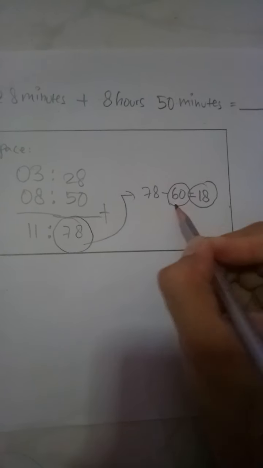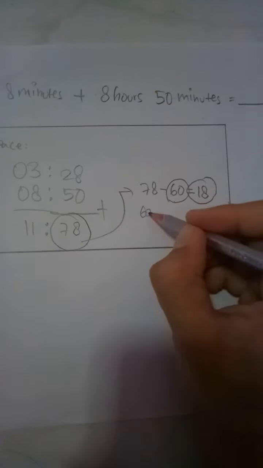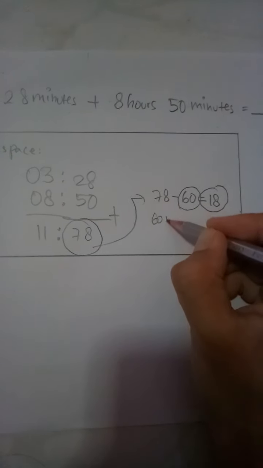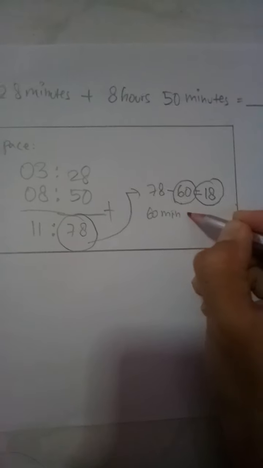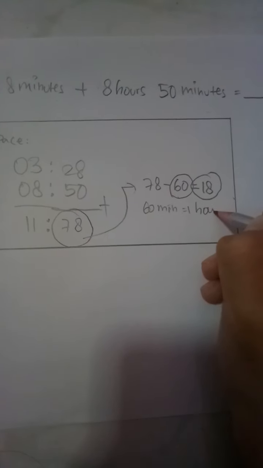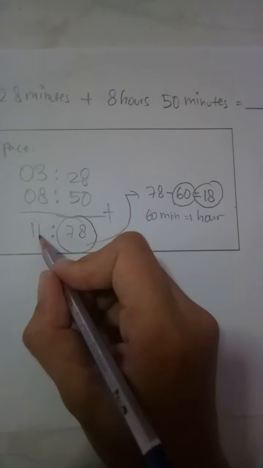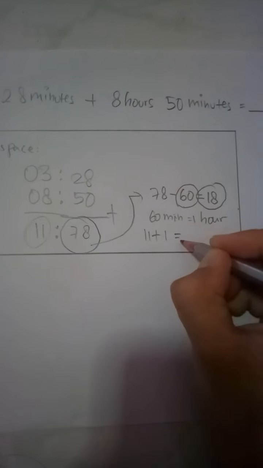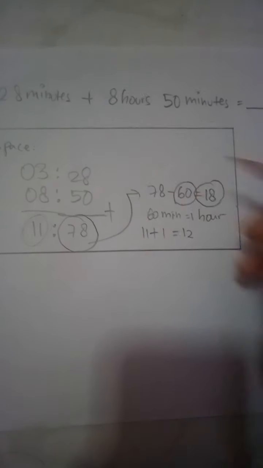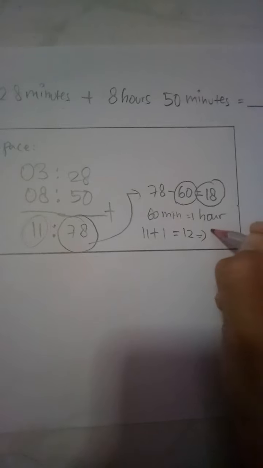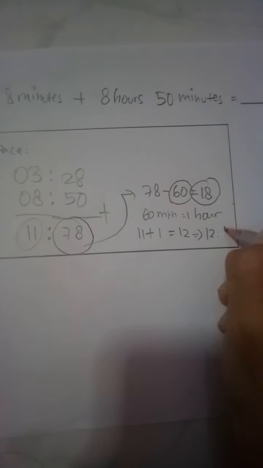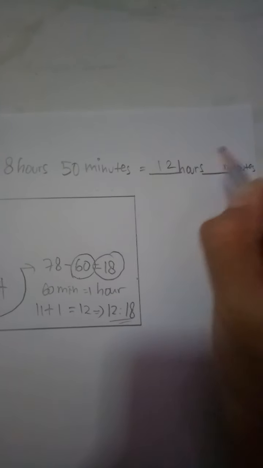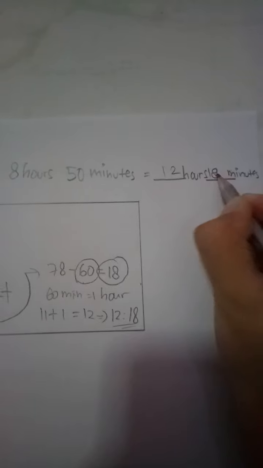For this one, you convert 60 minutes. You convert it to 1 hour, and then you add it with 11 because this is our place. So 11 plus 1 is 12. So the answer will be 12 for hours, and then the left is 18. So the answer is 12 hours 20, I mean 18 minutes. Okay, that's all. Thank you.